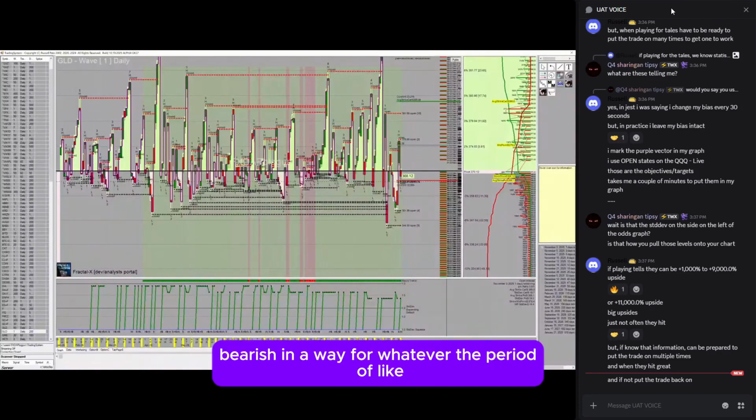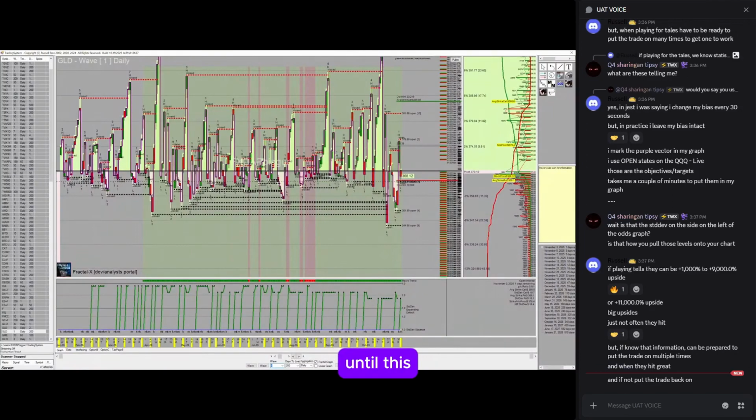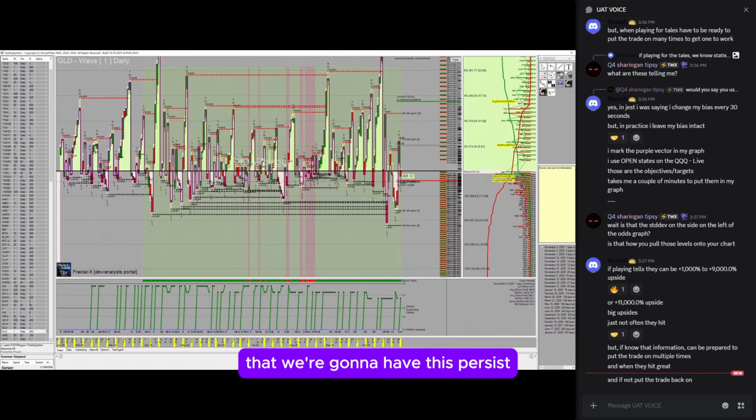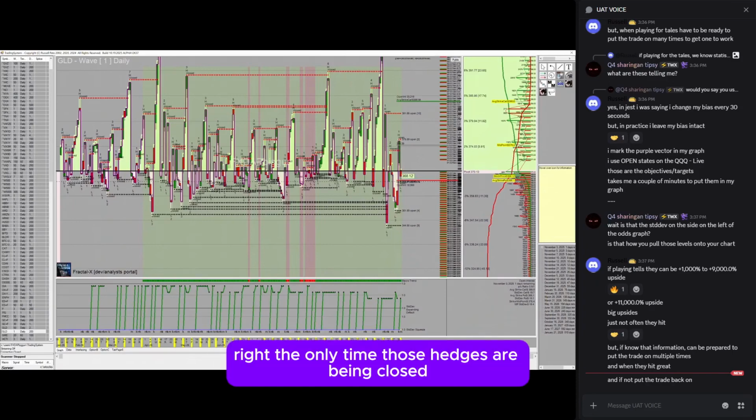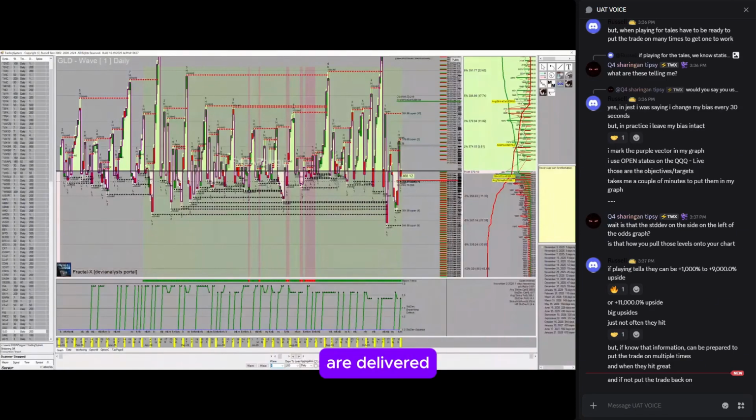trapped bearish in a way for whatever the period of interest is, until this options interest expires. We're going to have this persist. If those remain in the money until expiry, the only time those hedges are being closed is when the options are delivered, for the most part.